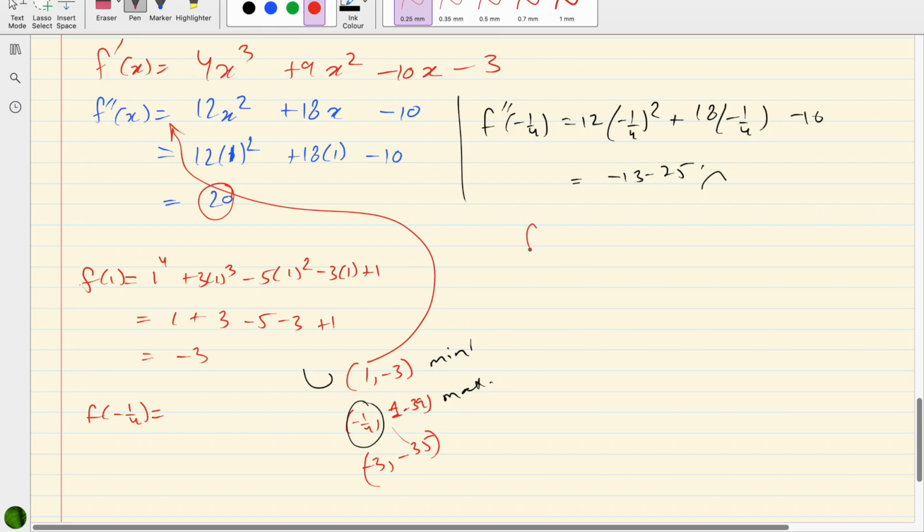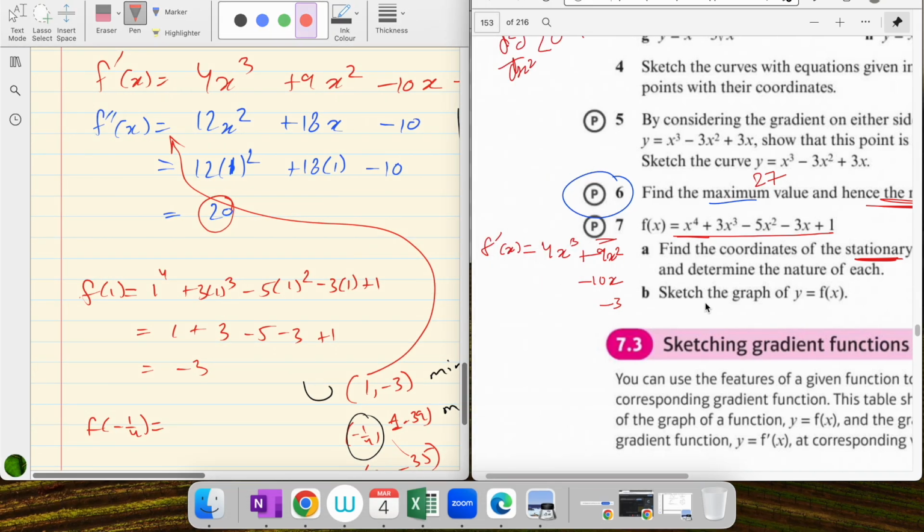And the last one, f double dash of negative 3 is 12 into minus 3 squared plus 18 into minus 3 minus 10. That is positive 44, and positive means smiley face. That is a minimum point. So these are the stationary points and their nature, and now they require us to sketch the graph.